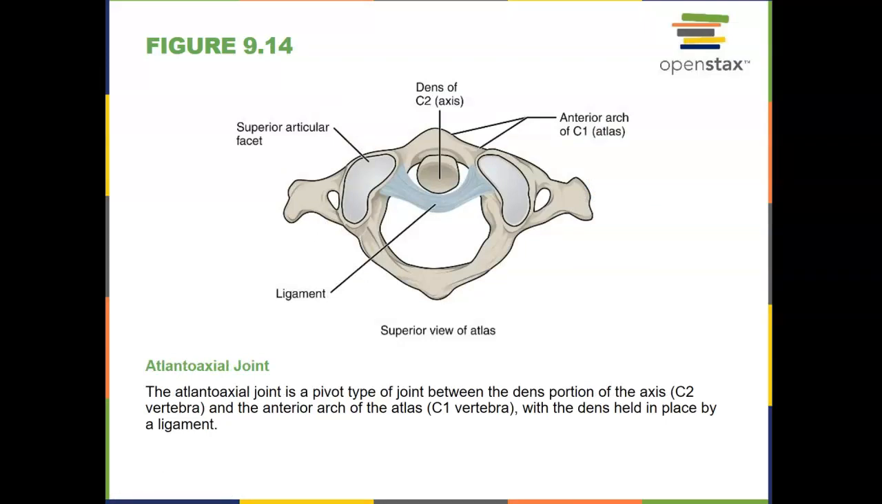This is a beautiful example of C1 and C2. Remember the axis and the atlas. And this is one of those saddle joints. Okay, and basically you can see how this ligament is holding C1 and C2 in place. So here's the dens of C2 fitting up into the posterior segment of the fossa here, and the ligament holding it in place. Superior articular facet. Both of these have a little bit of articular cartilage there to help cradle the skull.